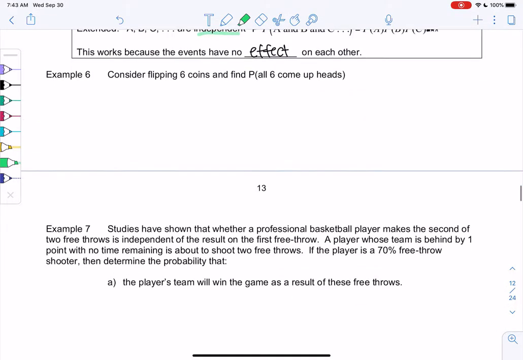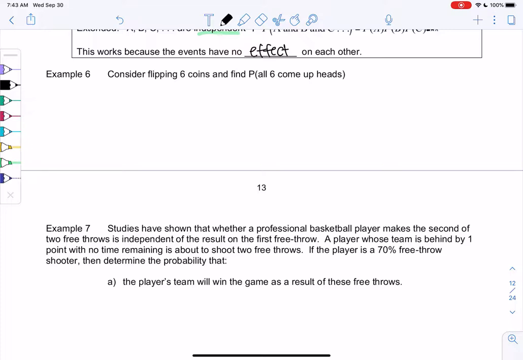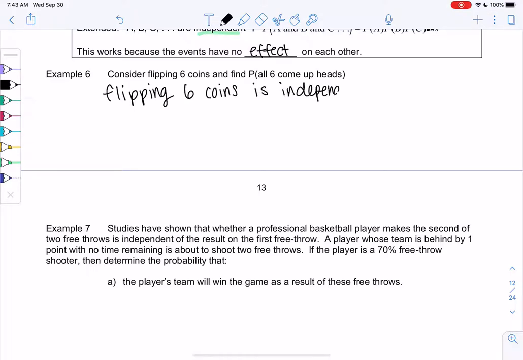So an example is flipping a coin. If we're flipping six coins and they're all heads, we can just multiply all the probabilities. Flipping six coins is independent, right? Each coin has no effect on each other. If you were to flip six coins right now, none of those coins are affecting the other one. So we're allowed to multiply. Essentially when we want something to happen after something else, these events followed by other events, we can multiply. And since the probabilities are independent, we can just go ahead and multiply. So it's just 1/2 times 1/2, 6 times.